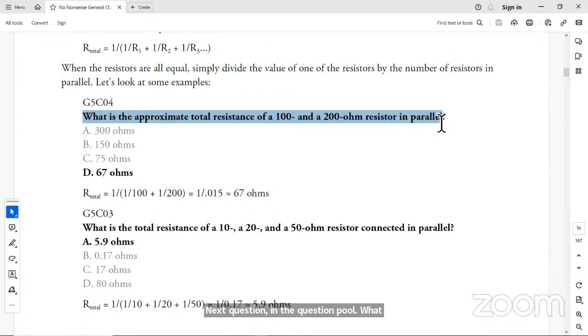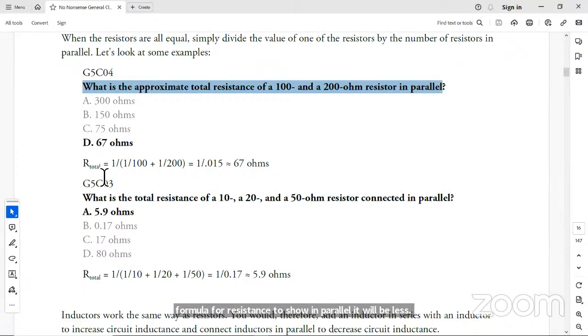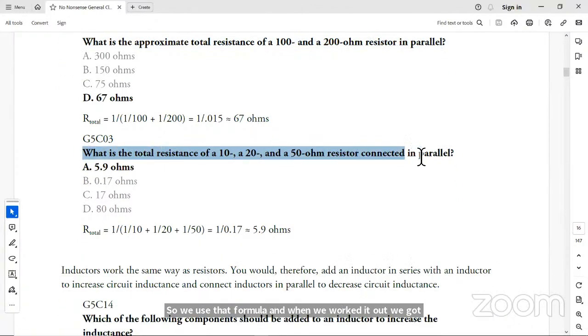Next question in the question pool. What is the approximate total resistance of a 100 and 200 ohm resistor in parallel? So we did the schematic diagram. We used our trusty formula for resistance to show in parallel it will be less. So we used that formula, and when we worked it out, we got 67 ohms.